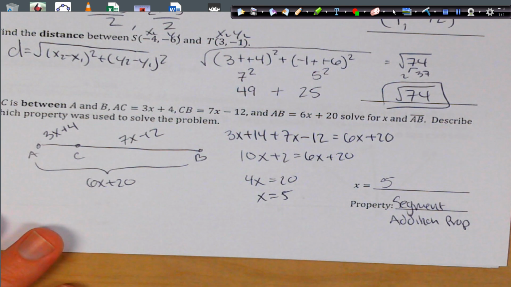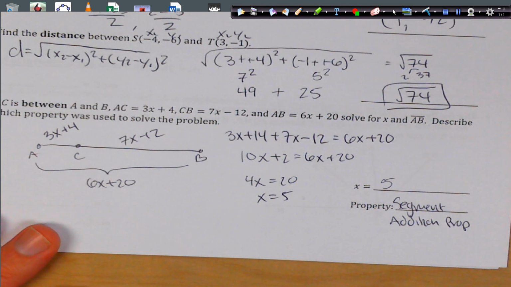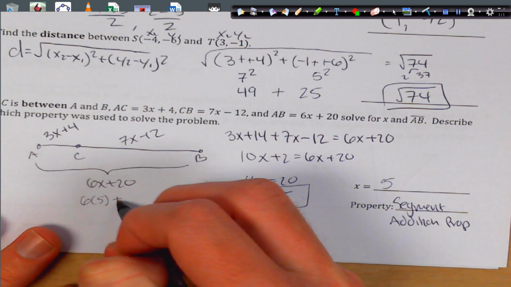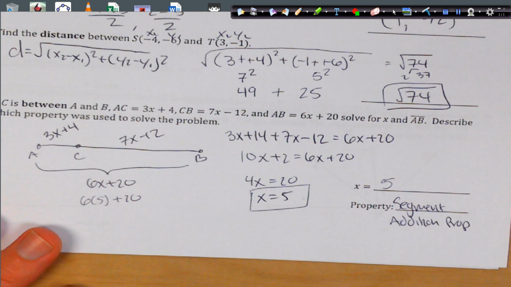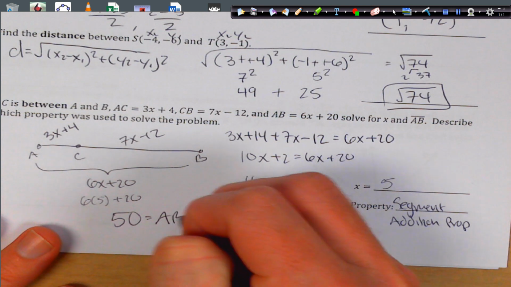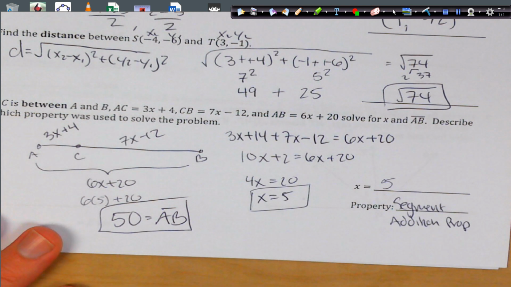Okay. It says solve for x and AB. They didn't give us a position for AB, but we'll do it anyways. AB is this whole thing, so we just multiply that by 5. So 6 times 5 is 30. 30 plus 20. So AB is going to be 50 in length.